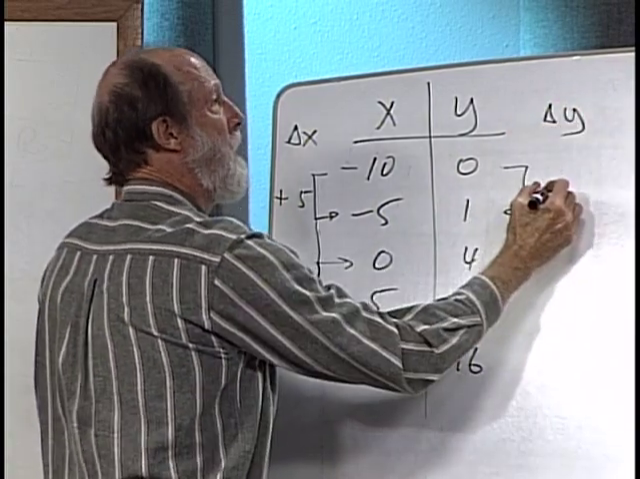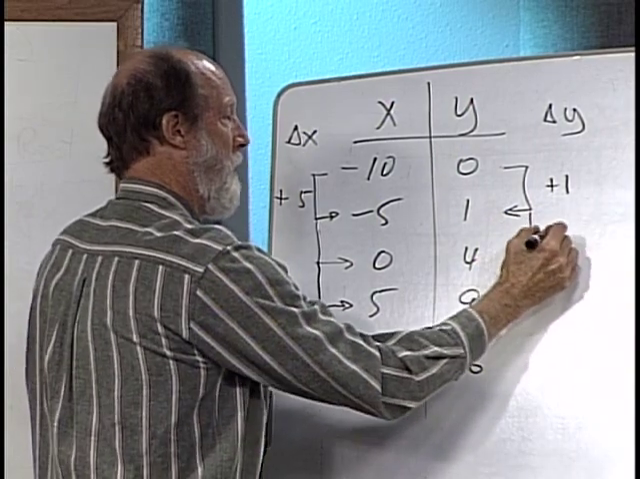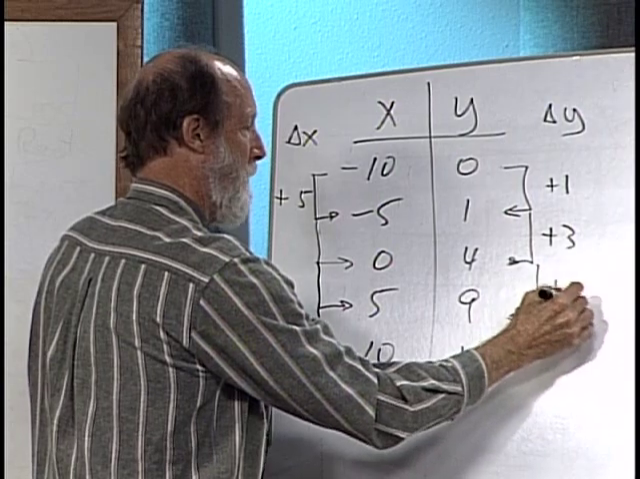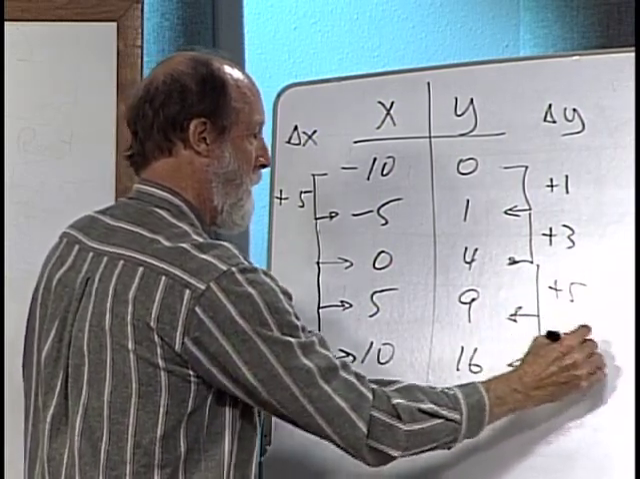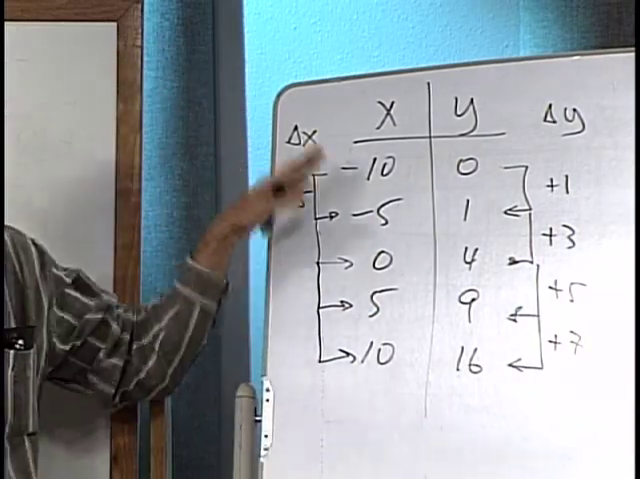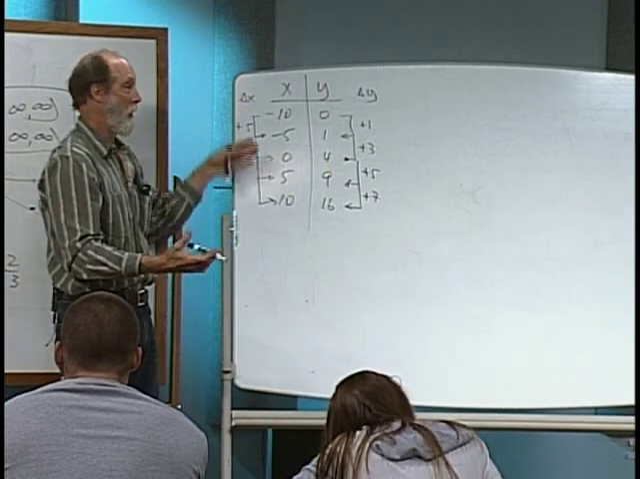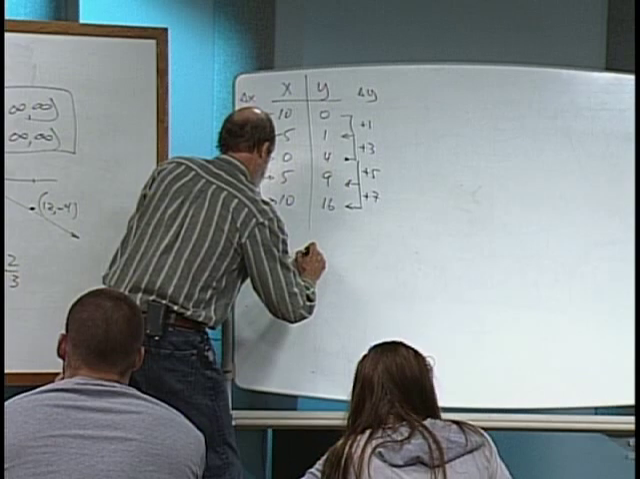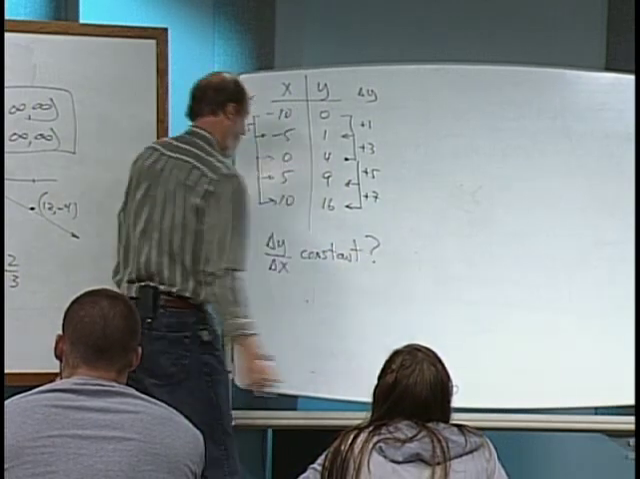Change in y is +1 to here, +3, +5, +7. So is this data linear? Is there a constant change in, is this constant? Question?